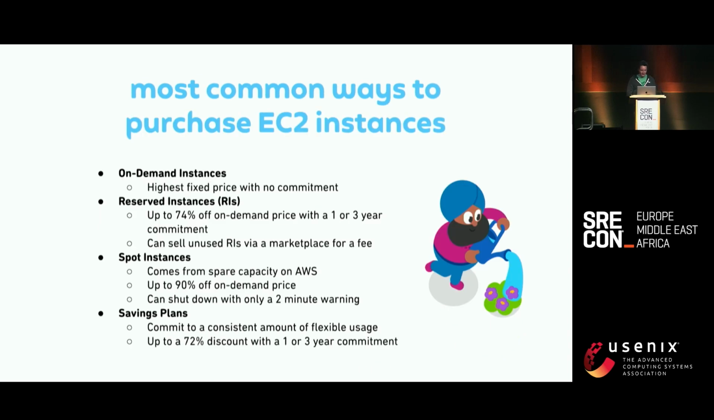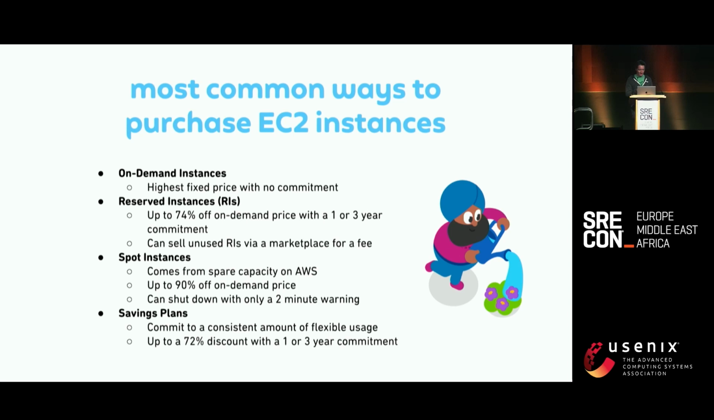All right, so we're talking about costs. So how do you purchase these things? On demand is the easiest. It's list price. Doesn't really change once it's released. And then we have reserved instances where you get up to 75% off on-demand price with a 1 or 3 year commitment. And you can also sell them later via the marketplace, although the fee is really, really high. You typically want to avoid it if you can.